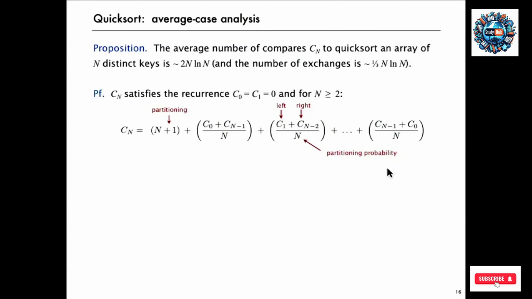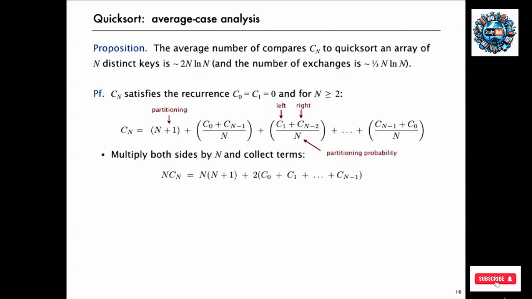If the partitioning element is k, any particular value happens with probability 1 over n. And if it's k, then the left subfile has k minus 1 items in it, and the right subfile has n minus k items in it. So for every value of k, if you add those up, the probability that the partitioning element is k plus the cost for the two subfiles, we get this equation. This looks like a fairly daunting equation, but actually it's not too difficult to solve.